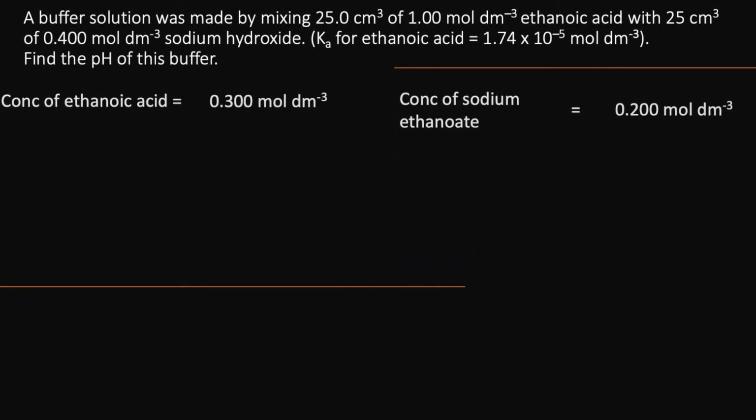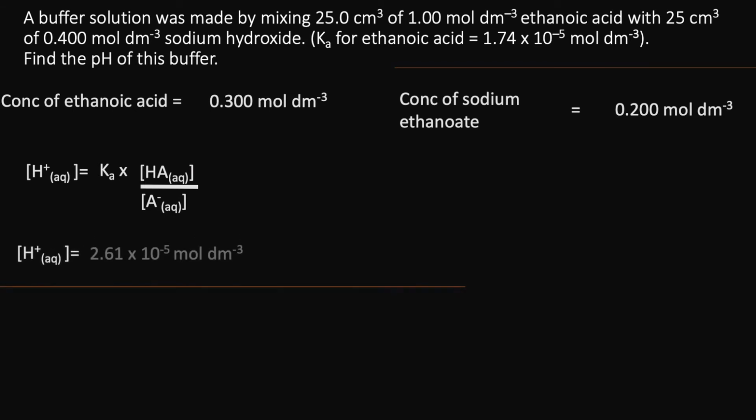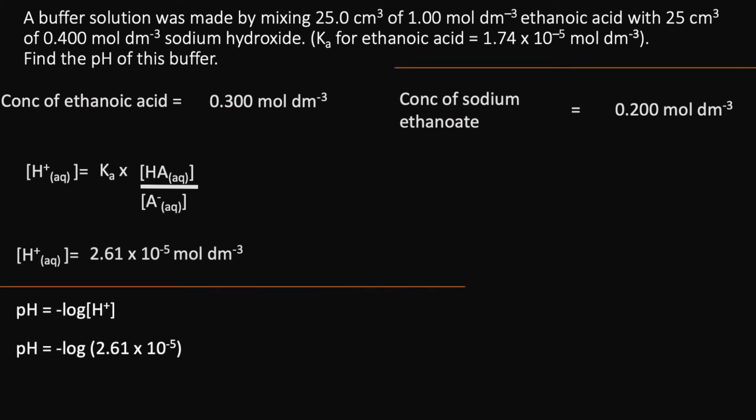So we've got those two numbers now. We can pop those into our expression to find the concentration of H+. And once we've done that, we can work out our pH, and our pH is now 4.58.